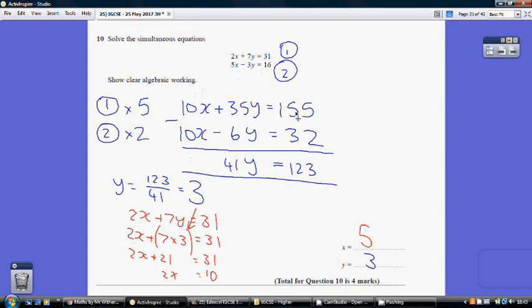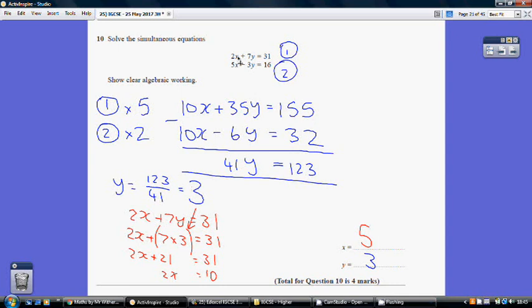And then 155 take away 32 is 123. So we've eliminated x. We know that 41y equals 123. So dividing both sides by 41, we get y equaling 3. Now, in order to work out x, I've really got to start again.